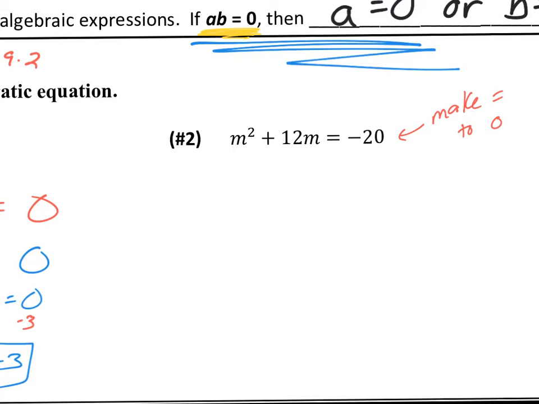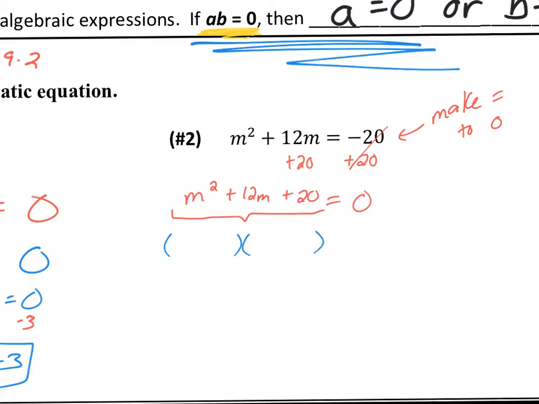Add 20 on both sides. To get rid of minus 20, you would add 20 to both sides. So we would have 0, and over here we have m squared plus 12m plus 20. So now we have a trinomial on the left and 0 on the right. And now we've got to factor.